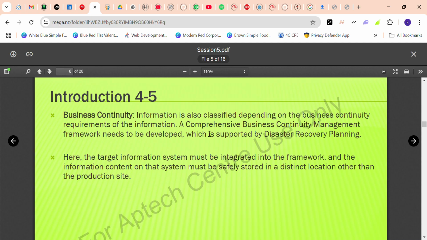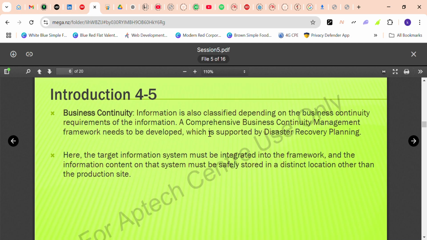Here the target information system must be integrated into the framework, and the information content on that system must be safely stored in a distinct location other than the production site. If you notice, some organizations put their servers in a data center where they are protected. They outsource it. You only pay for the rent and the electricity that you consume. That's what they do at the data center. So in case there is any attack on the building, at least your server and the rest will be saved.